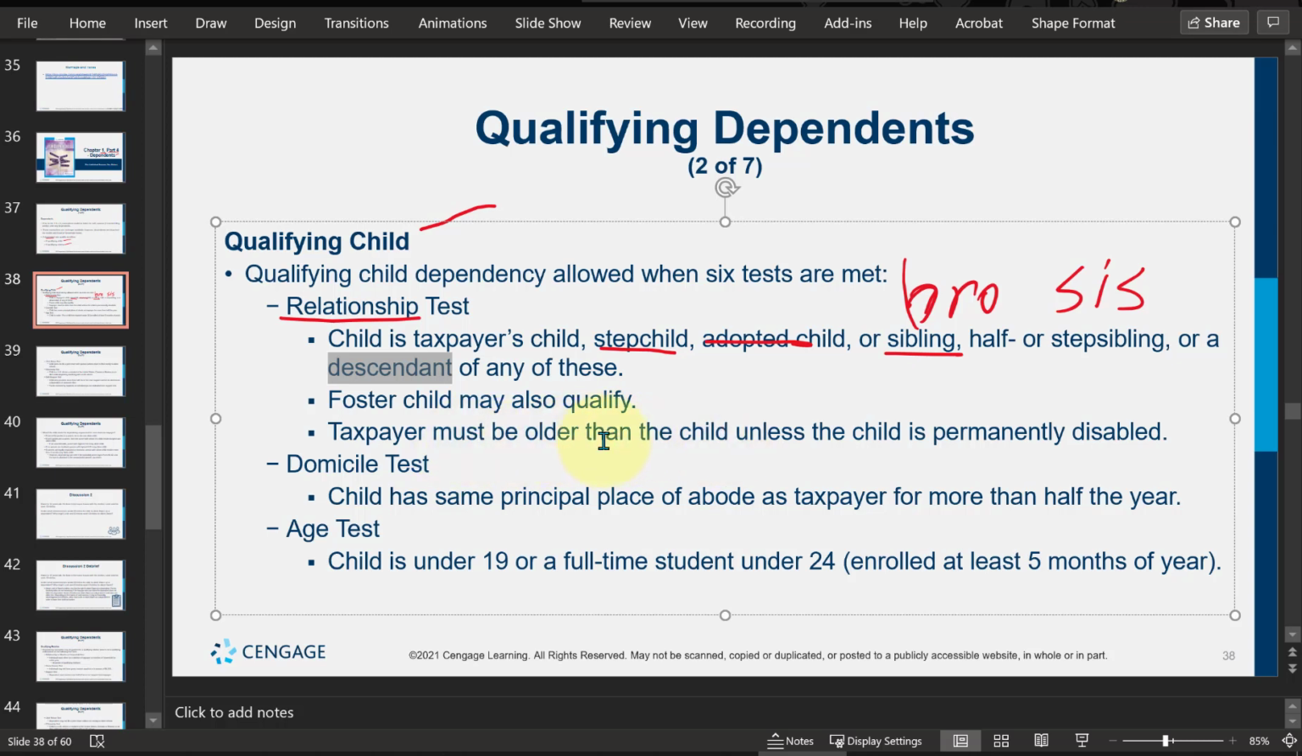Or these children cannot be older than the taxpayer unless that dependent child is permanently disabled. Then that person can be older than the taxpayer. Okay, that's the relationship test.